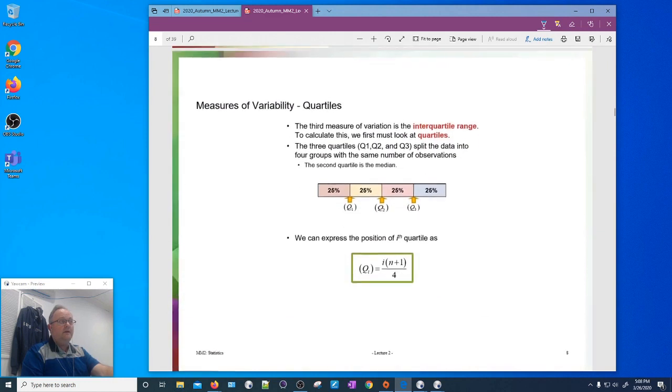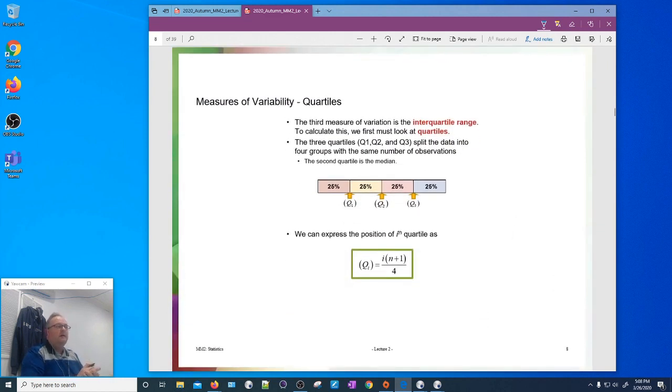Alright, the next measure we've got to help us is quartiles, and students often get a little bit puzzled by quartiles and how that all gets put together. However, it's not really a big deal. So the third measure of variation is called the interquartile range, and to calculate this we look at quartiles. It's fairly straightforward, and what we notice is that we've got a data distribution and we've divided it into quarters, and hence the name quarts.